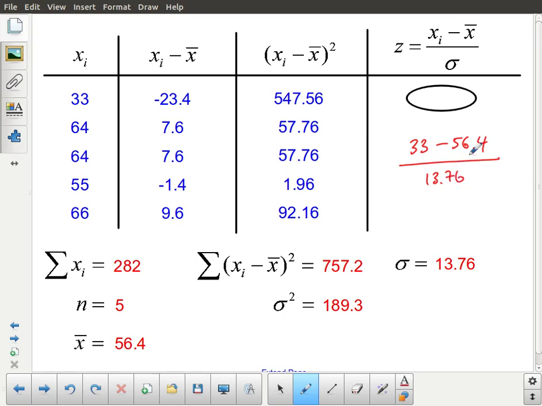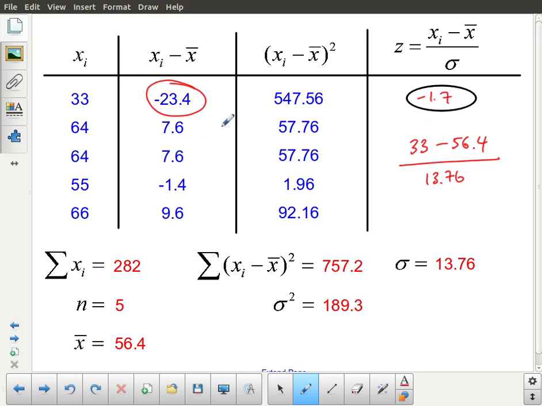And so when I do that calculation, 33 minus 56.4 is negative 23.4, which actually, you know what? I could have saved myself some trouble. Negative 23.4 is right there. So I could have actually gone directly to that number divided by 13.76, and I end up with negative 1.7. So this value, 33, is 1.7 standard deviations to the left of the mean.